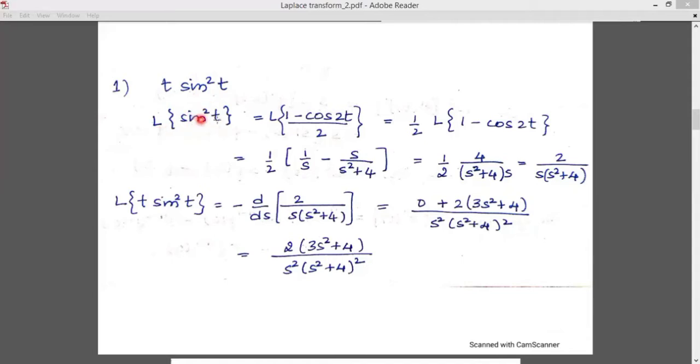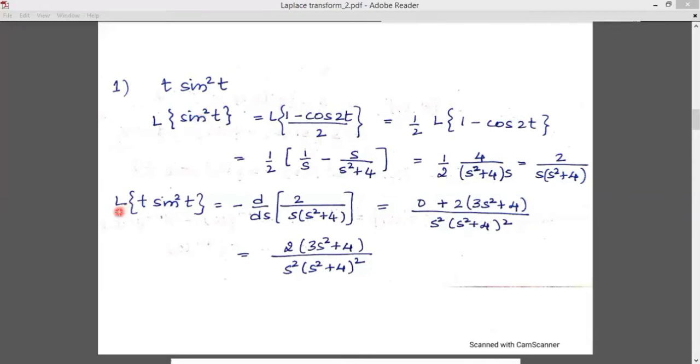This sine square t can be written as (1 minus cos 2t) by 2. So I can take this half outside the Laplace transform, and the Laplace transform of 1 minus cos 2t is 1 by s, the Laplace transform of 1, minus the Laplace transform of cos 2t, which is s by s square plus 2 square, that is 4. After taking the LCM, we'll have 2 by s into s square plus 4. This is the Laplace transform of sine square t.